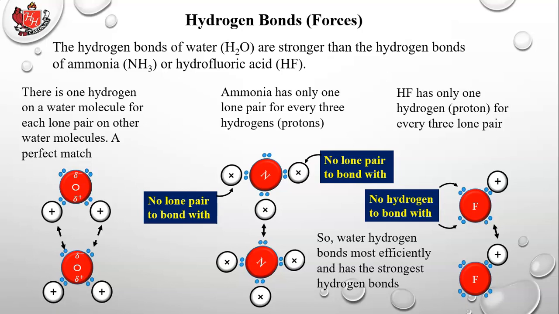So water hydrogen bonds most efficiently and has the strongest hydrogen bond. So that's going to be an AP level question. Why are the hydrogen bonds in water stronger than the hydrogen bonds in ammonia or hydrofluoric acid? It's because they have the same number of plus charges as lone pairs, so they match up perfectly, and so they can produce stronger bonds.